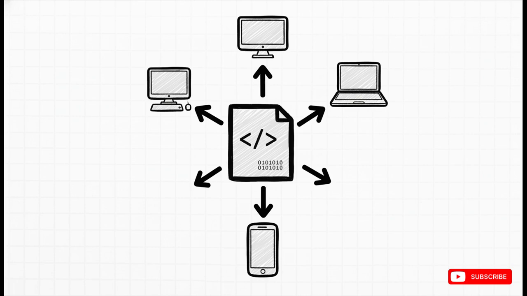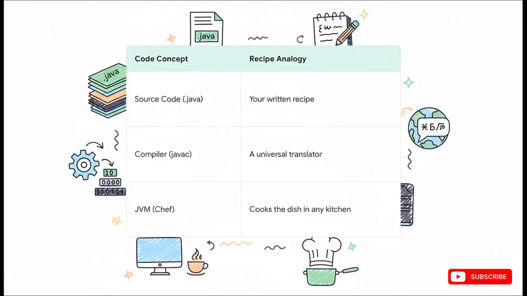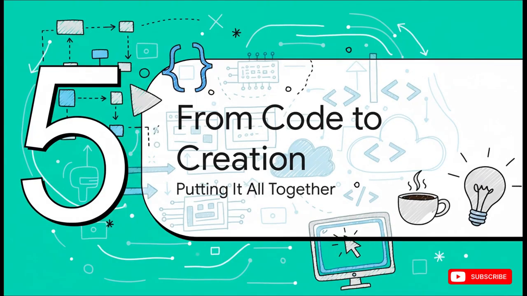It's incredibly powerful. Here's a really easy way to remember all this. Your source code, that .java file, is like a recipe you wrote down. The compiler is like a universal translator that turns your recipe into a super simple format anyone can read. That's the bytecode. And the JVM is the master chef who can take that universal recipe and cook it perfectly in any kitchen, anywhere in the world. Make sense, right?